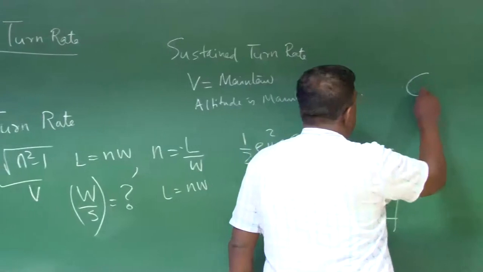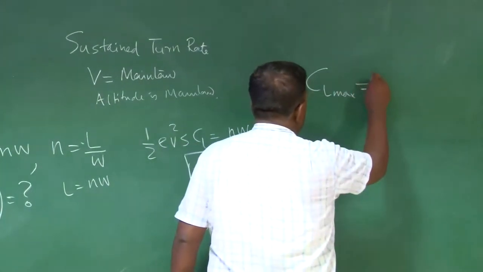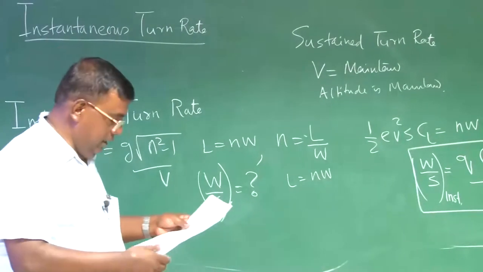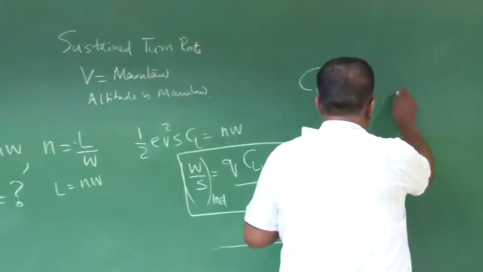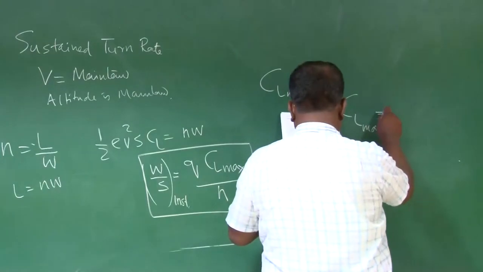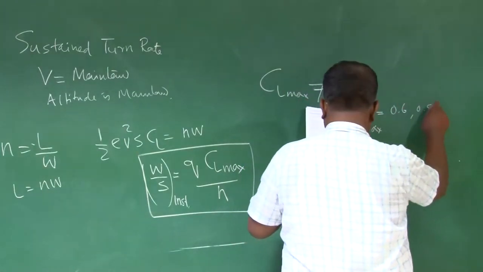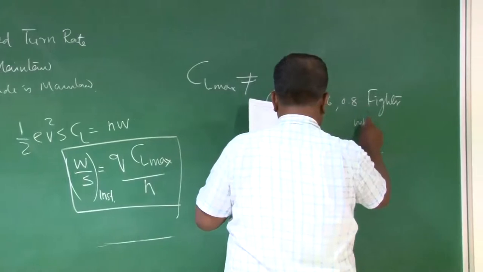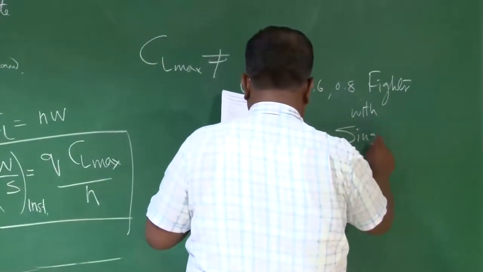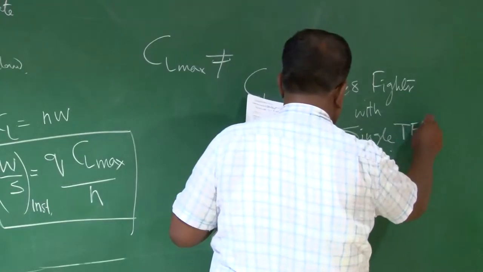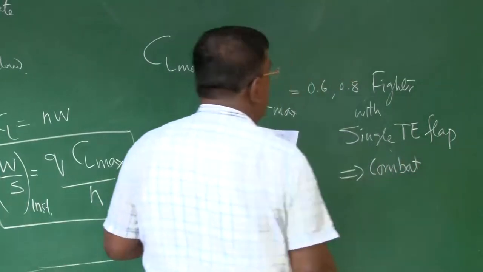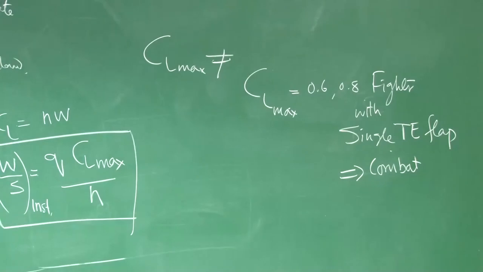But please be careful, this CL max is not as high as the CL max when you're talking about takeoff or landing, right? So for all practical purposes, this value of CL max will be 0.6 to 0.8 for a fighter with a single trailing edge flap during combat. This is important during combat. You never would like to use all these things during normal flight, because you pay a lot of penalty.